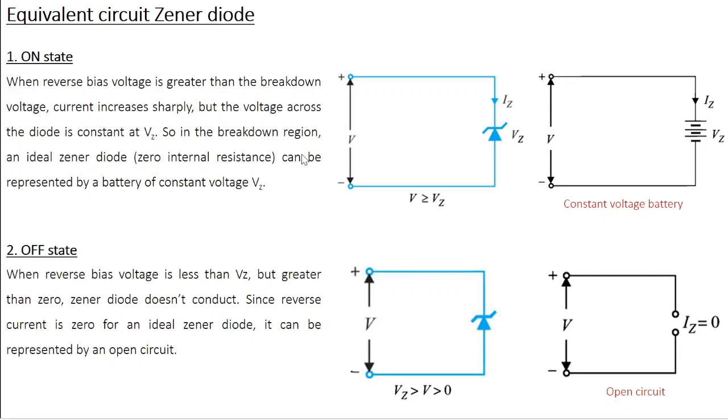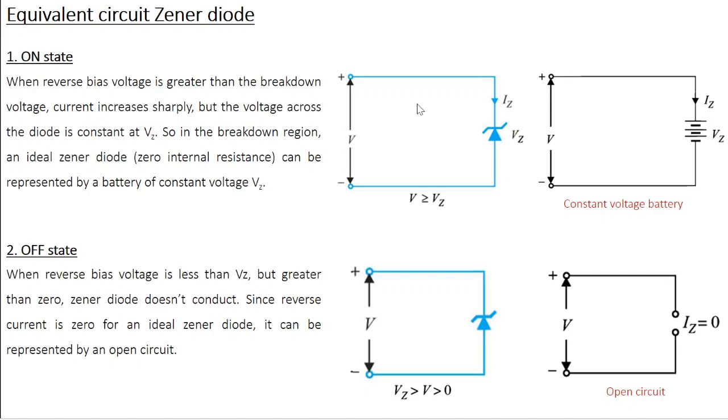So you can represent the Zener diode by a battery of constant voltage Vz. What does the battery do? It gives you a constant voltage. So in the on state, the Zener diode also has a constant voltage across it. On state means the Zener diode is working like a battery. As long as the reverse bias voltage V is greater than Vz, for all practical purposes you can treat it as a battery of constant voltage.